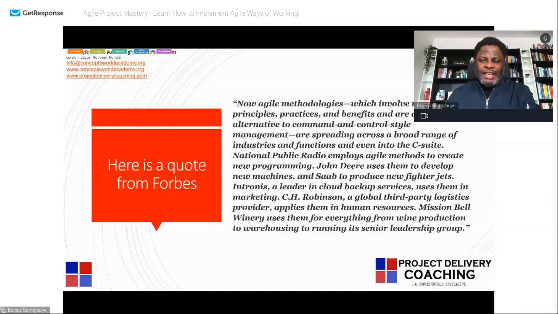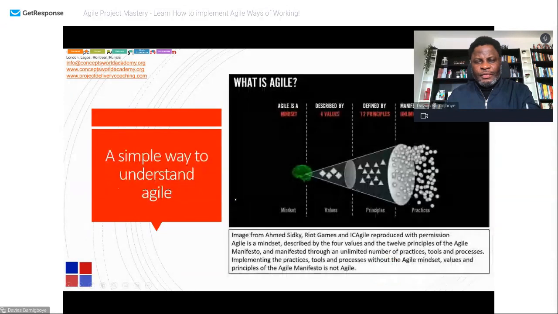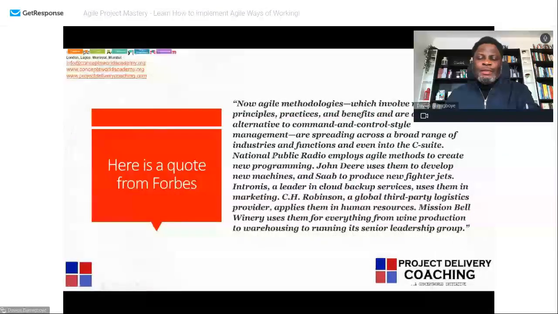So here's a quote from Forbes magazine. It says, now agile methodologies, which involve new values, new principles and practices and benefits, and are a radical alternative to command and control style of management, are spreading across a broad range of industries and functions, and even into the C-suite. So now this is where the agile way of working is going to come into play.